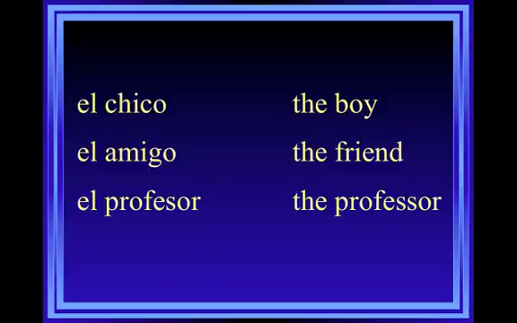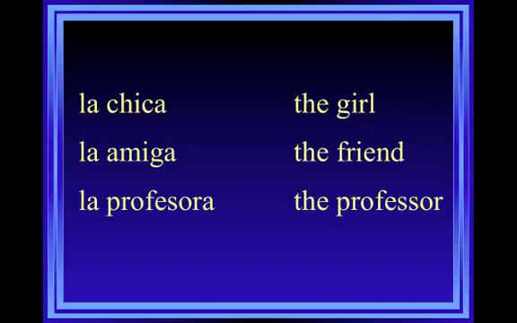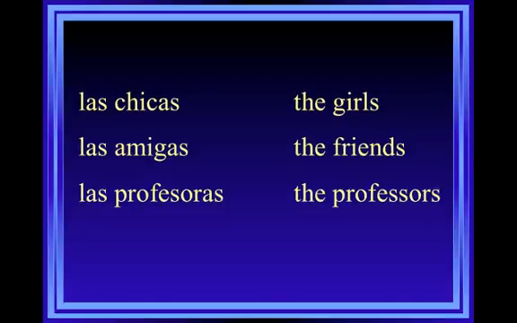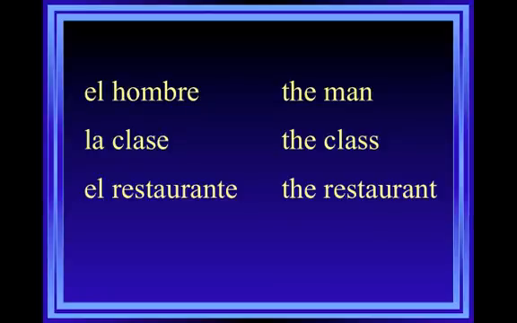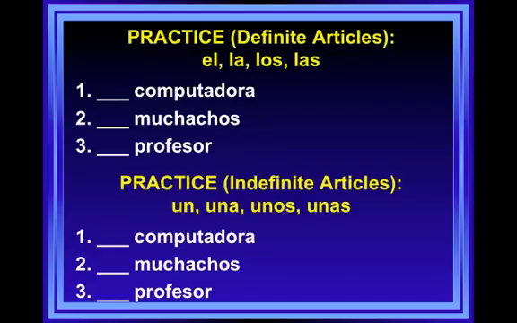So here we have our examples with all masculine words. We use el. Here we have the same nouns, but this time they're all plural. Here we have feminine nouns, and they're all feminine and singular. Now they're plural. And here we have our list of nouns that sometimes can be confusing because they don't end in O or A, and we have to just memorize. And now they're plural.